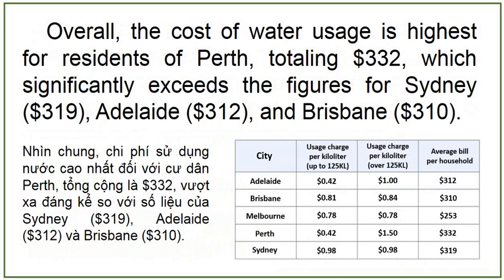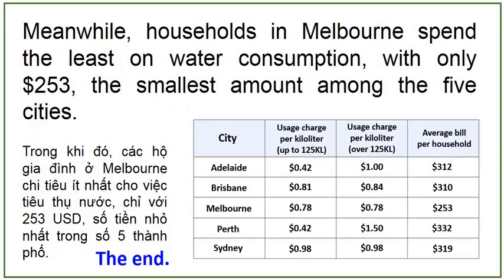Overall, the cost of water usage is highest for residents of Perth, totaling $332, which significantly exceeds the figures for Sydney, $319, Adelaide, $312, and Brisbane, $310. Meanwhile, households in Melbourne spend the least on water consumption, with only $253, the smallest amount among the 5 cities.